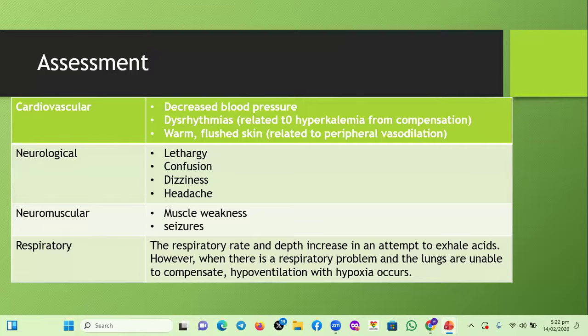Then you have warm, flushed skin. That is also as a result of peripheral dilation that also occurs during respiratory acidosis.